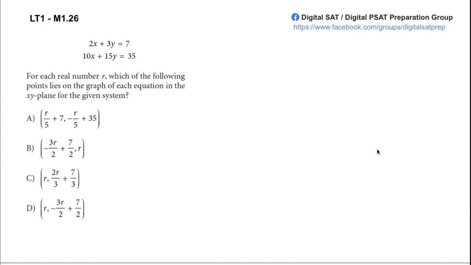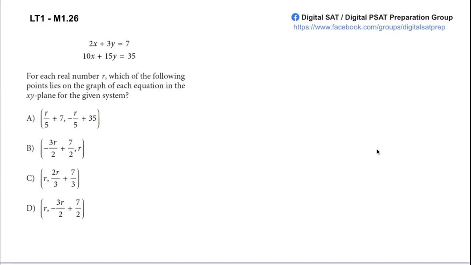It could either be one solution, which means two intersecting lines. It could be no solution, which means two parallel lines. Or it could be infinitely many solutions, meaning they're the exact same line. They have the same slope. They have the same y-intercept. If you graph them, it would look like one line because they're the same line.